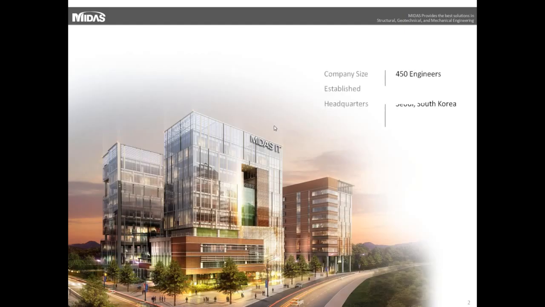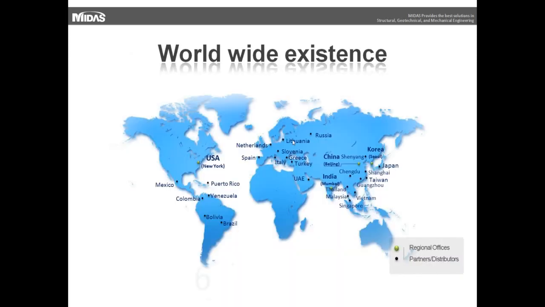Okay, so Midas IT, which is our headquarters, is headquartered in South Korea. Currently, the total company size globally is about 450 engineers, and we were established in 1989. Currently, we have a worldwide existence, so we have main regional offices in the United States, India, China, Japan. We have another one that has been established very recently in Russia, as well as the United Kingdom. Currently, I'm broadcasting from our New York office in downtown Manhattan, and we cover all of North America as well as Latin America.